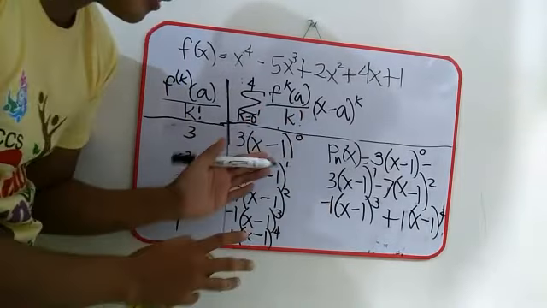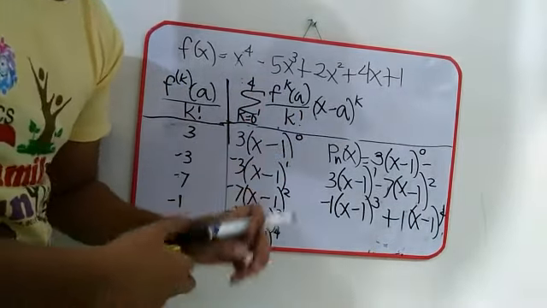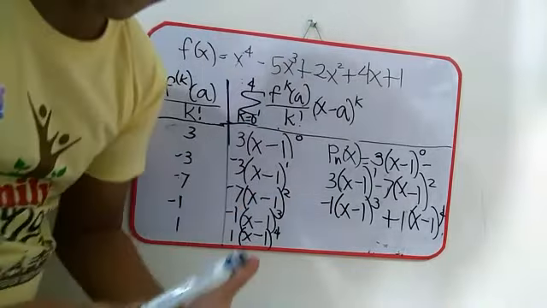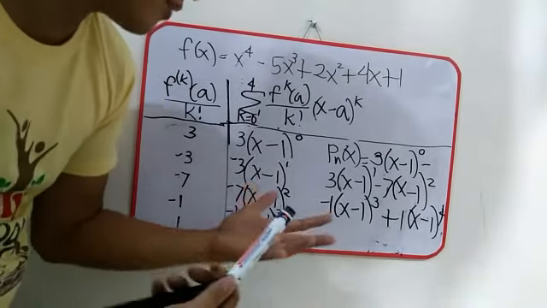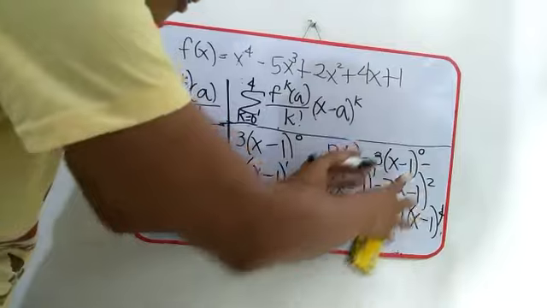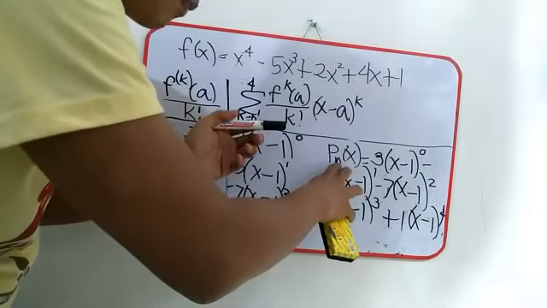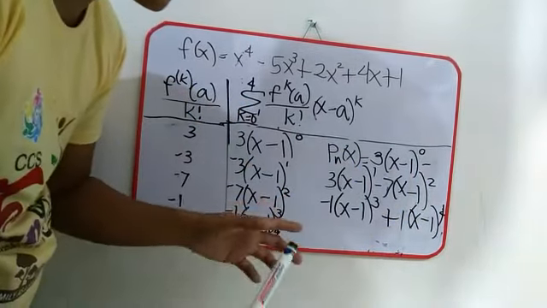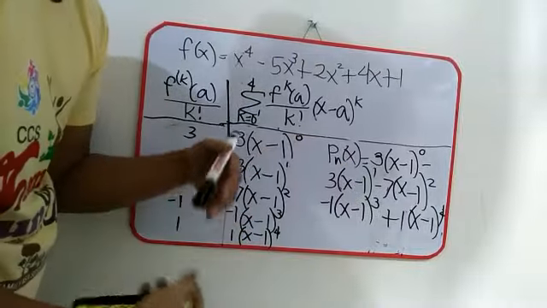So we can further simplify this polynomial function for us to know if our answer is correct. So we will just need to simplify this P sub n of x, or the polynomial function, or the Taylor's polynomial. Okay.